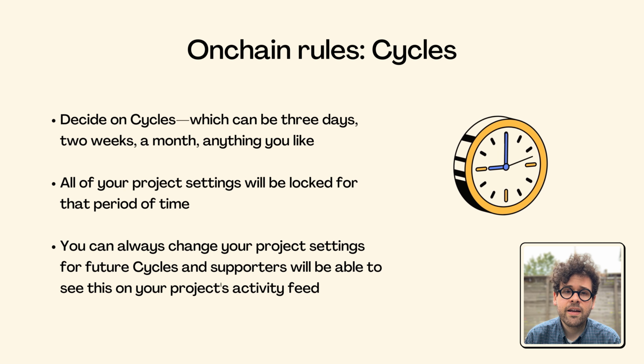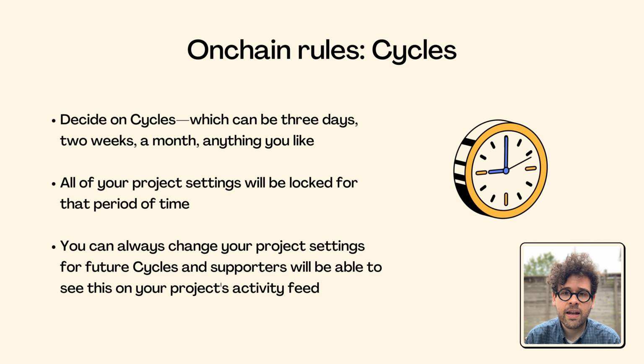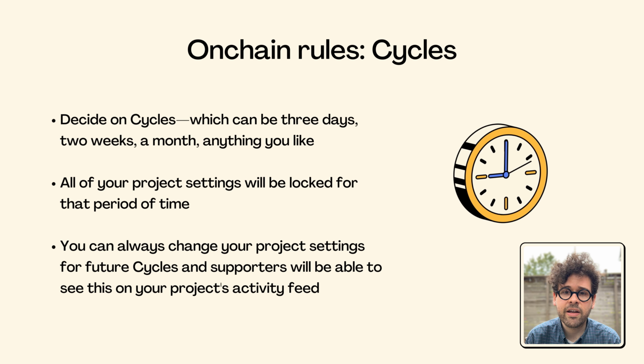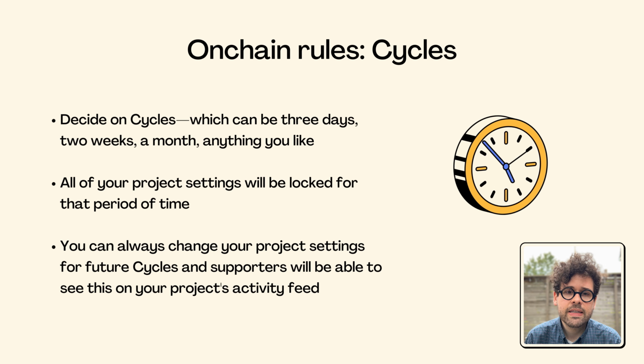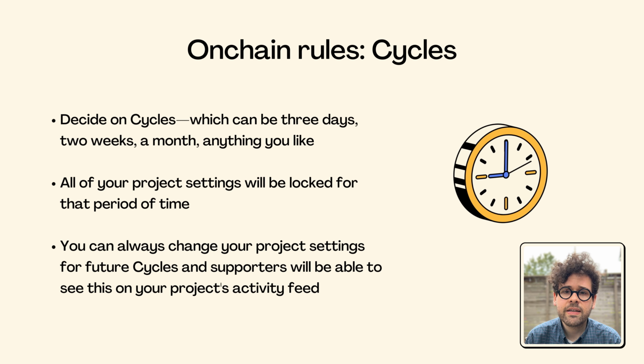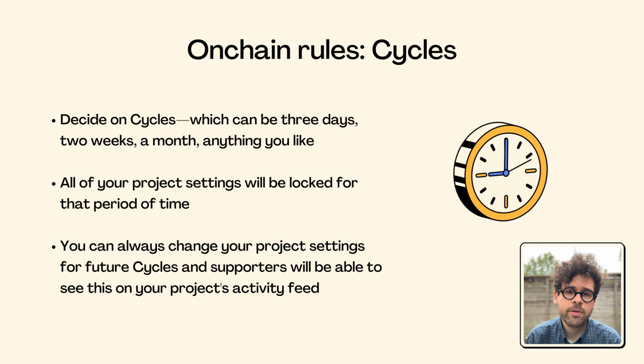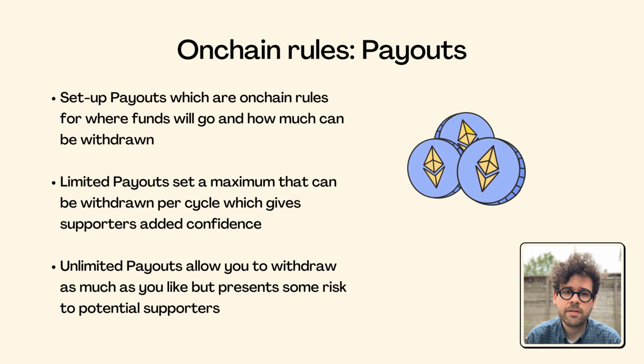So first, you decide on cycles, which can be 3 days, 2 weeks, a month, anything you like, and all of your project settings will be locked for that period of time. You can always change your project settings, but these changes will only take effect in the next upcoming cycle, and supporters will be able to see this upcoming change on your project's activity feed.